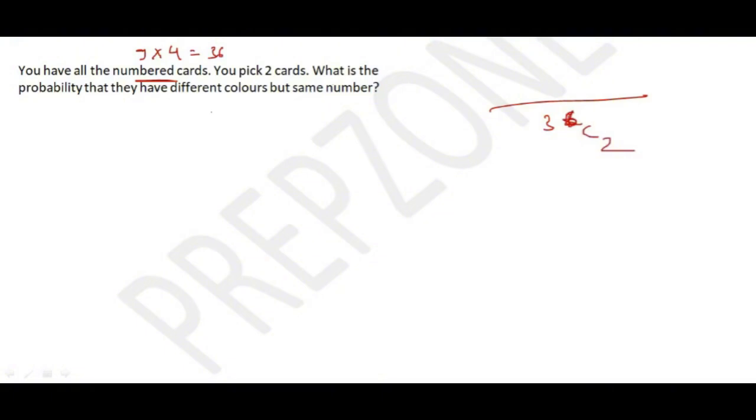Different colors means if one is red, the other one has to be black, but the same number, right? So because the number is the same, in total, how many numbers do I have? I have 2, 3, 4 till 10. I have 9 numbers. So let's just choose any one number first of all. Now say I have finalized a particular number. Now they are of different colors. So if one is from red, the other one has to be from black.